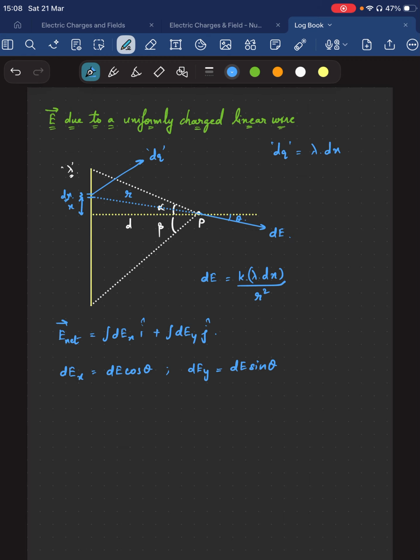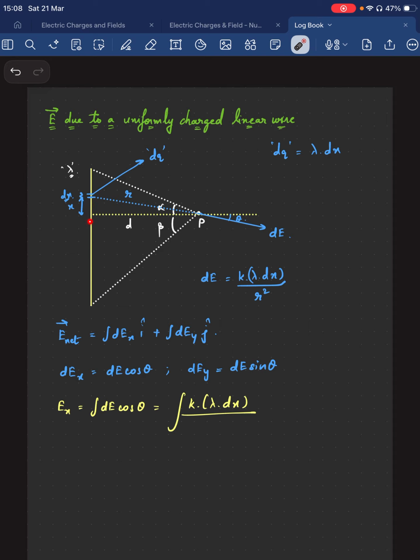Right. So now proceeding ahead with the calculation, we'll calculate the x component and y component separately. Let me calculate the x component first. The x component of field will be equal to the integral of dE cos theta. We already calculated what dE is. dE is equal to nothing but k into lambda dx divided by r squared. R keeps on varying with x, right? So it's better to write r in terms of x. And we can find out what the value of r is from this right angle triangle.